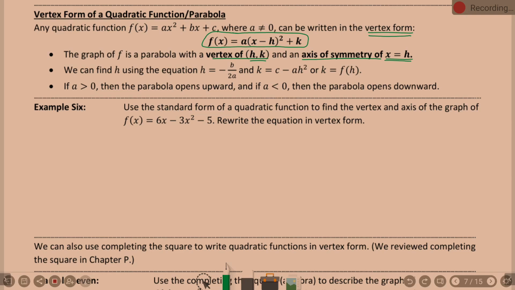Okay. We can find h using the equation h equals negative b over 2a. This book uses h because that's what it stands for. You used the same exact formula last year. When they're talking about finding h, we're talking about finding the axis of symmetry. That is finding the axis of symmetry. And so if you'd rather say x equals negative b over 2a, you can.